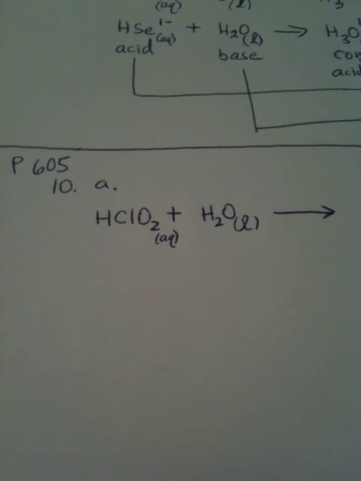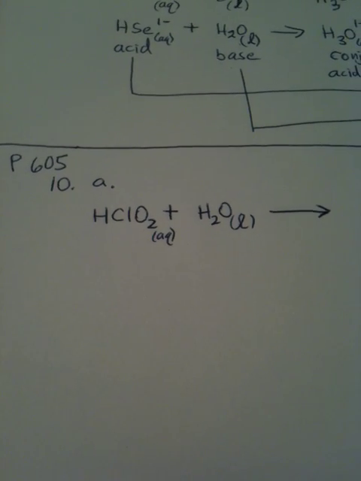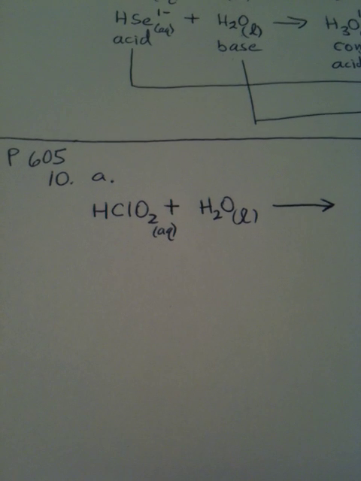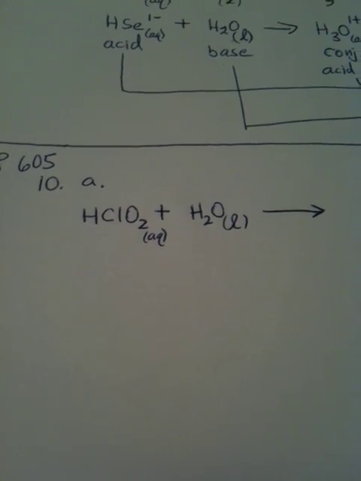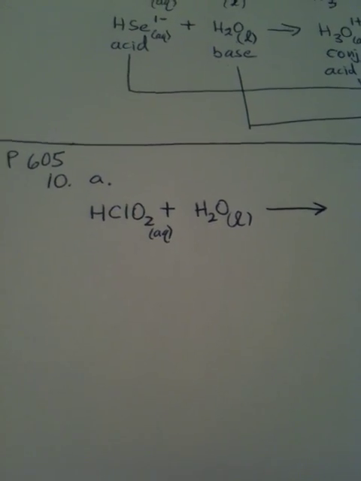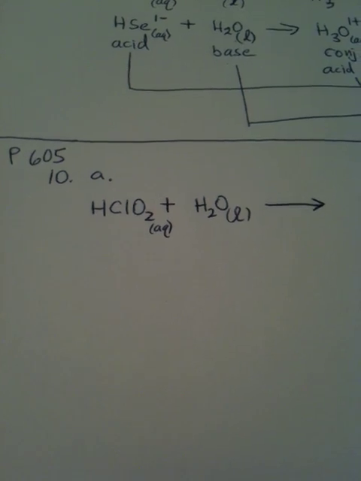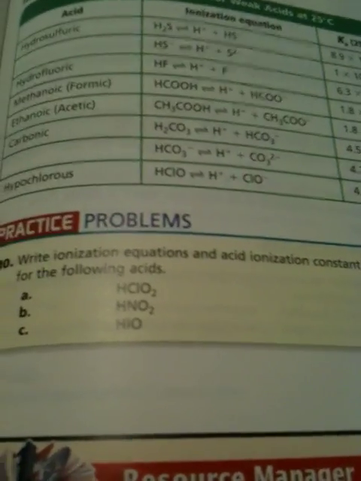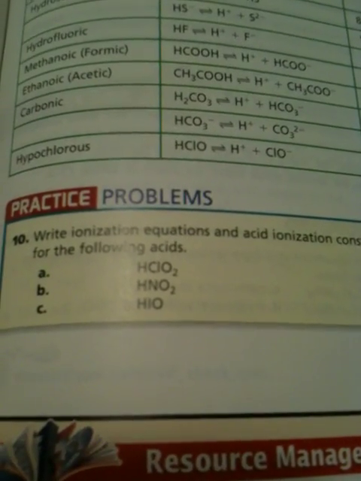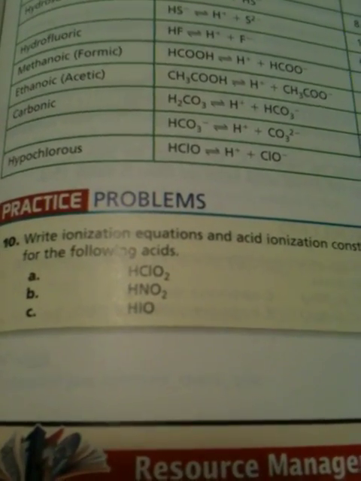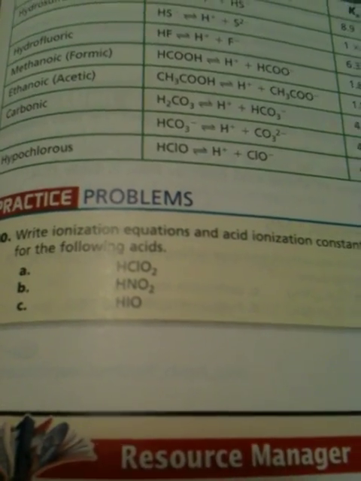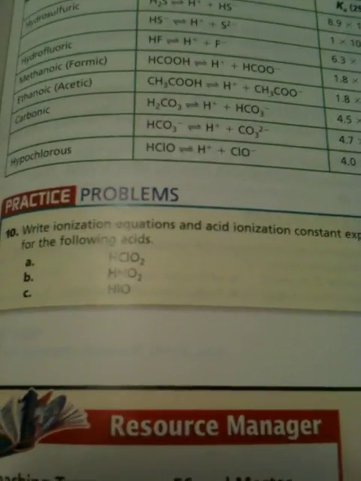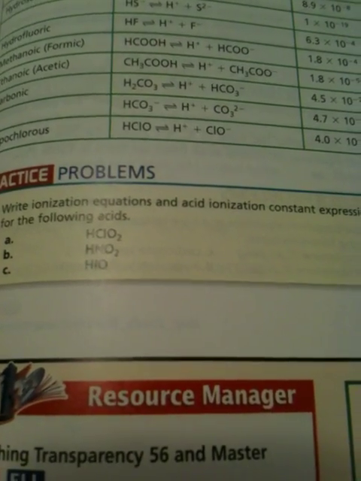On page 605, question 10a, we're looking at first of all the ionization equations for these acids, and they will only ionize with one hydrogen. As we look for the total acids here, we're seeing them on this page as HClO2, HNO2, and HIO. All of these are monoprotic acids, so we only have to ionize them once.